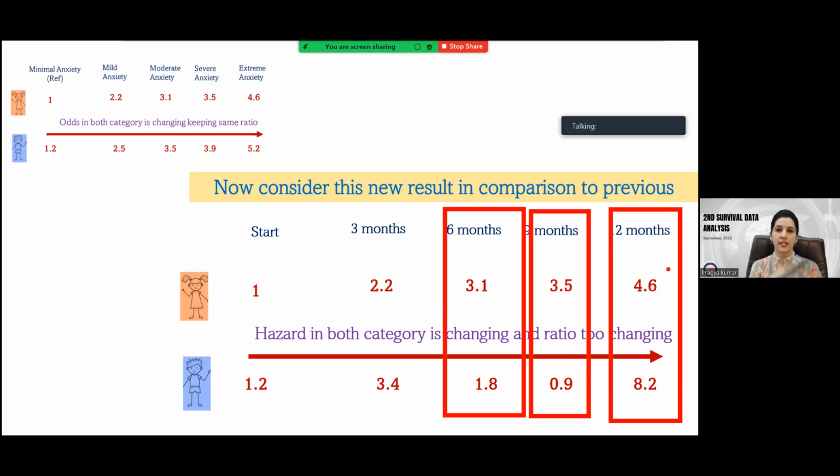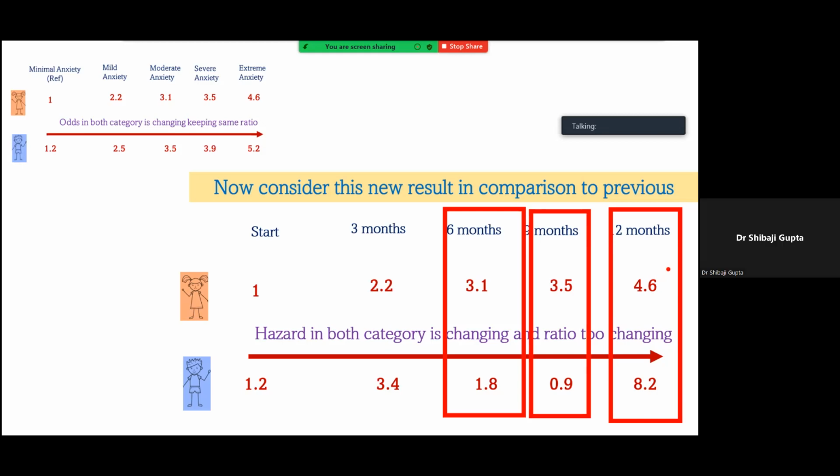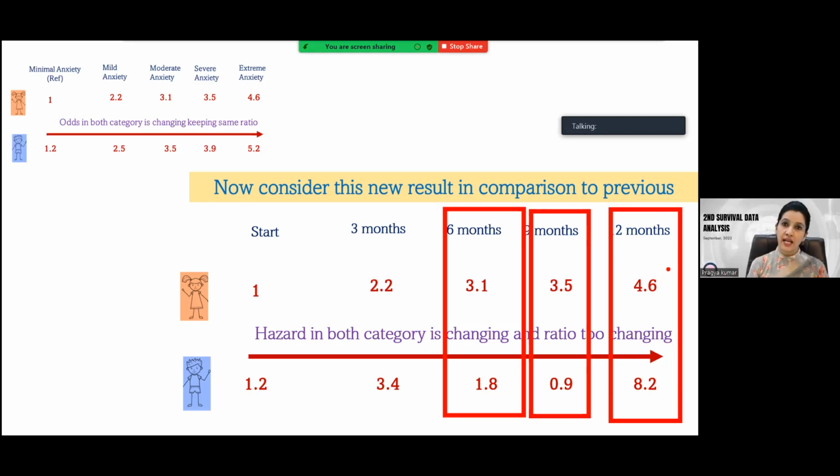Now, Dr. Shivaji, can you answer this? What option do I have? Extended variant of Cox. Yes. Okay, in that case, I cannot go for Cox proportional hazard. There are varieties of Cox regression. Right now, we are discussing Cox proportional hazard. There is a time-dependent covariate Cox model.